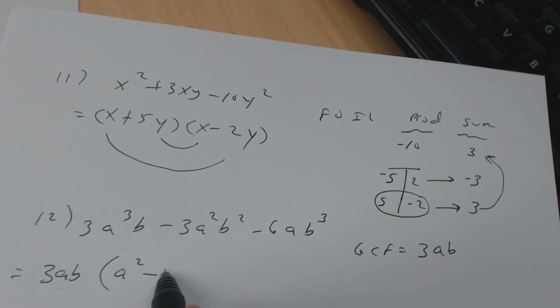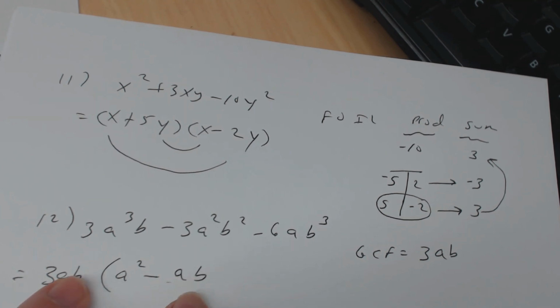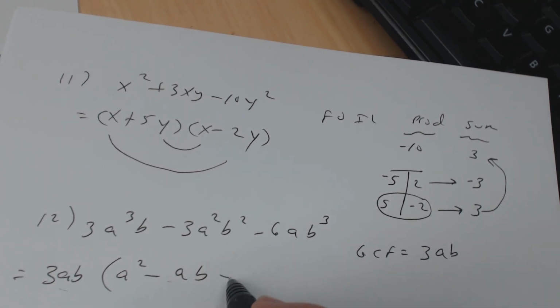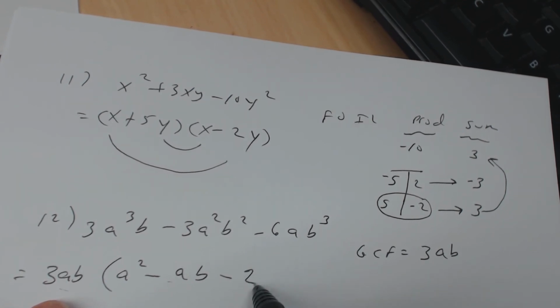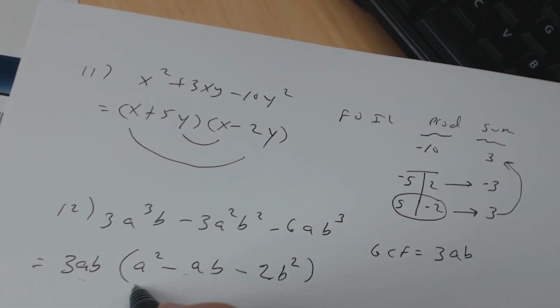Minus 3ab times ab, a negative ab, 3ab times a negative 3ab is a negative 3a squared b. A times a is a squared, b times b is b squared. Minus 3ab times a negative 2b squared. So 3ab times a negative 2b squared is a negative 6a squared. 3 times a negative 2 is a negative 6. B times b squared is b cubed, and then you have this a. Okay? All right, so then we got to figure out what this is.